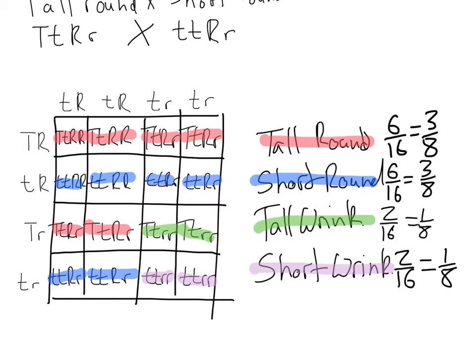So, in the end, we have 3/8 tall round, 3/8 short round, 1/8 tall wrinkled, 1/8 short wrinkled. That is the proportion of the phenotypes of the offspring.